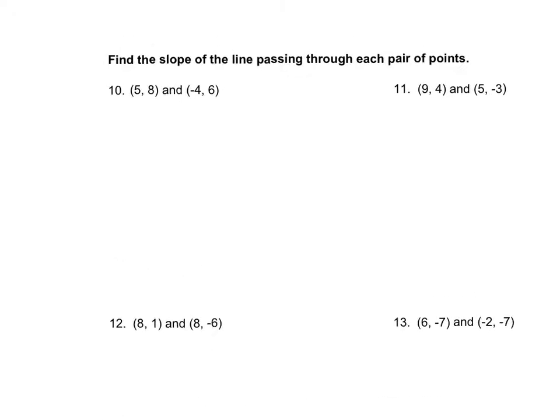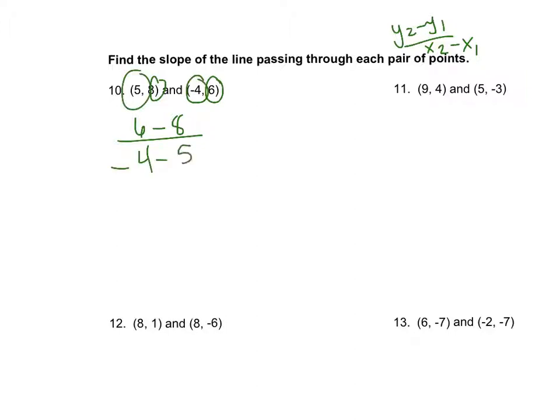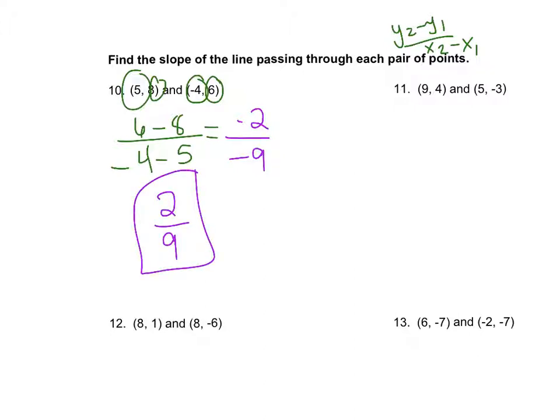Find the slope. y2 minus y1 over x2 minus x1. You guys should be pros at this now. 6 minus 8 over negative 4 minus 5. 6 minus 8 is negative 2. Negative 4 minus 5 is negative 9. That gives you positive 2/9.